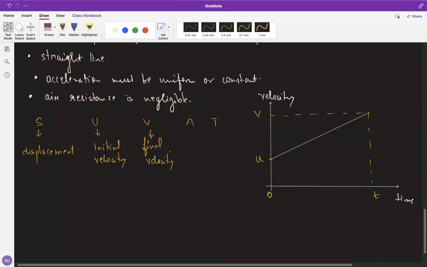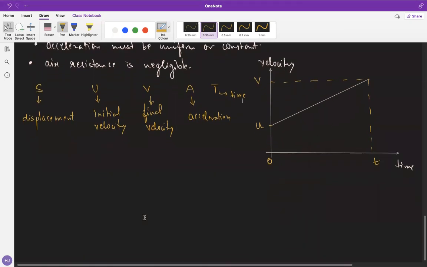Just like how we have the alphabets U and V, so you can remember initial and final. A stands for acceleration and T stands for time. Okay, that's why it's called the SUVAT equations: displacement, initial velocity, final velocity, acceleration, and time.